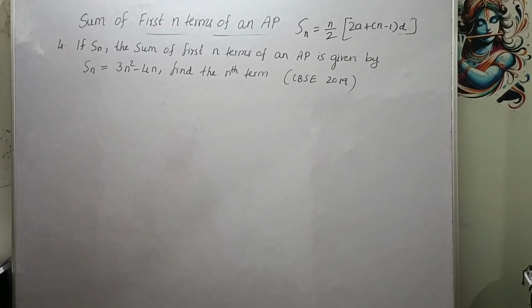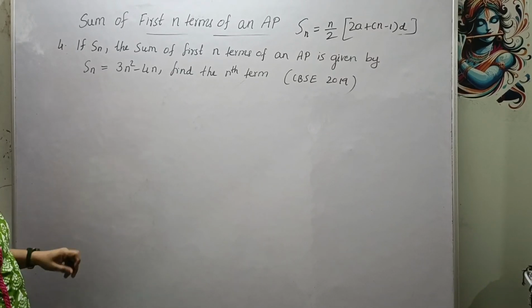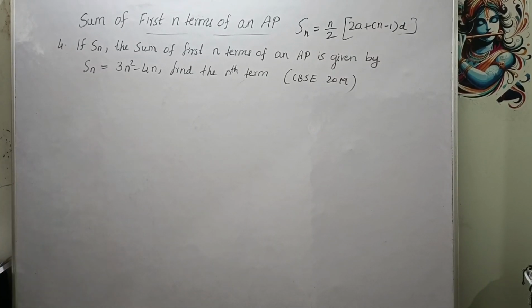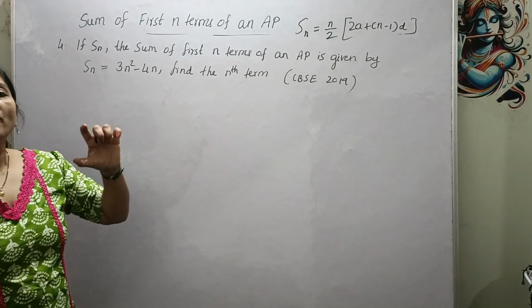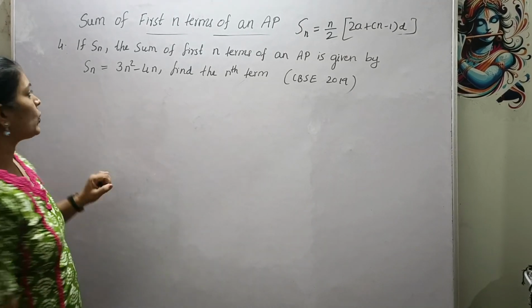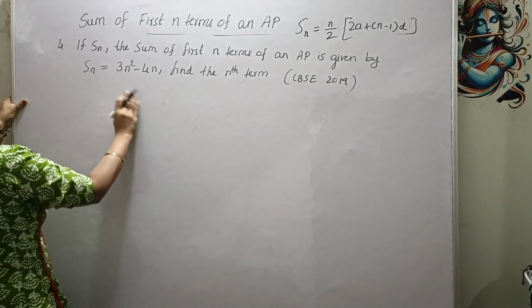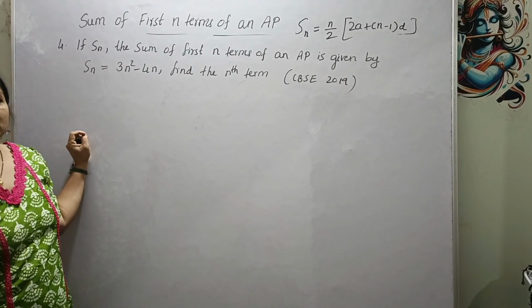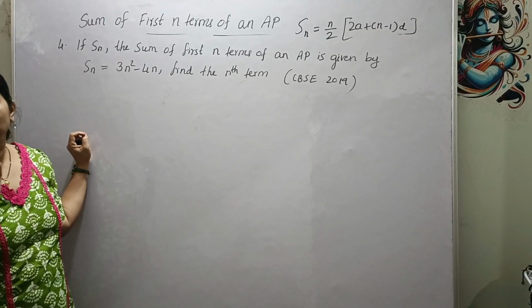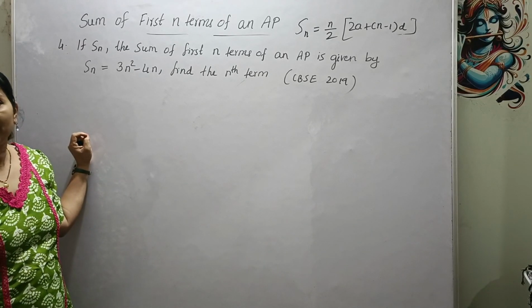If Sn, the sum of the first n terms of an AP, is given by Sn is equal to 3n square minus 4n, find the nth term. See, here the sum of the first n terms is given, that is Sn. Now, here we will find S1. What is S1? That is the sum of the first term, that is the first term itself.